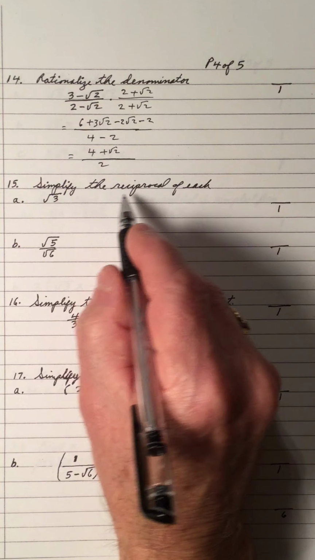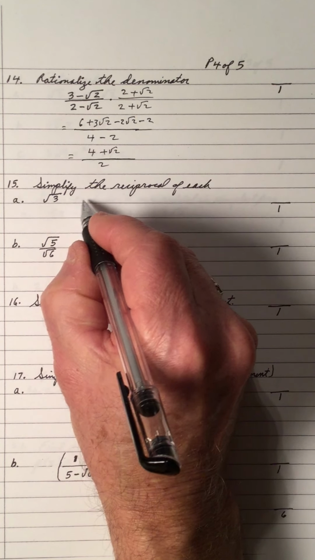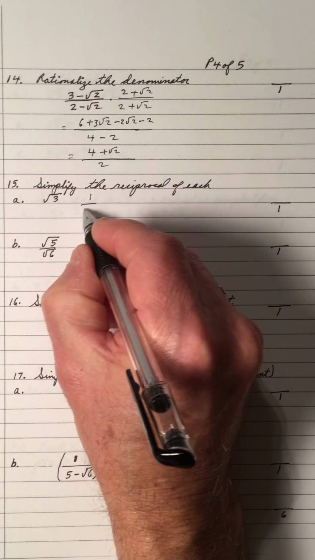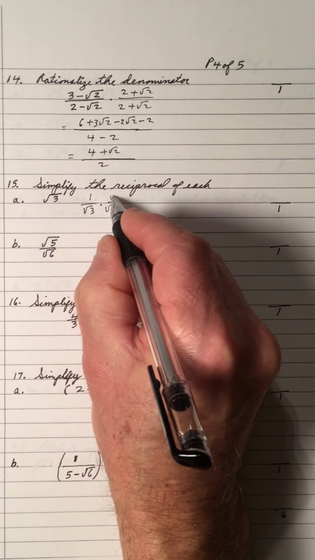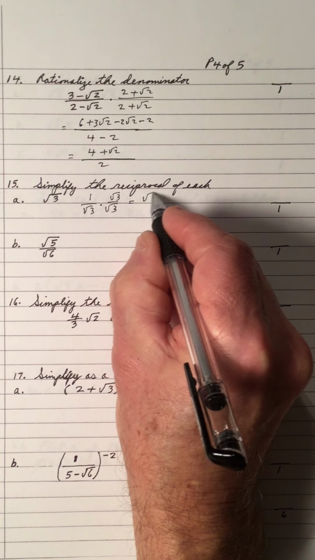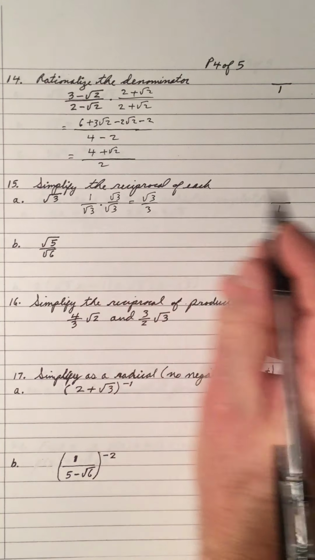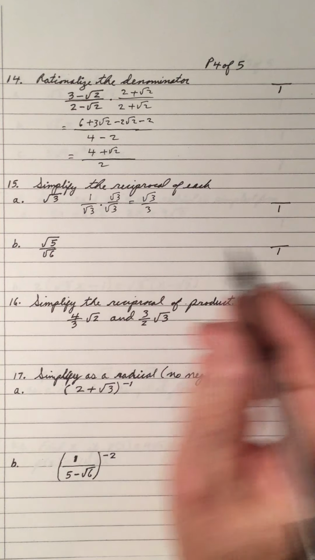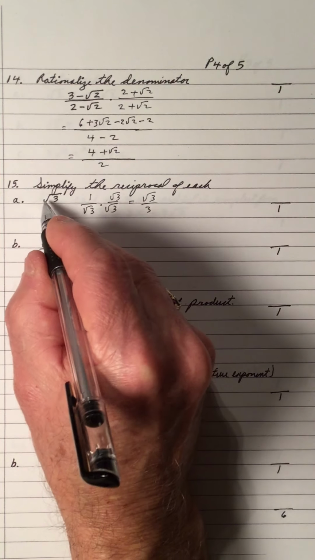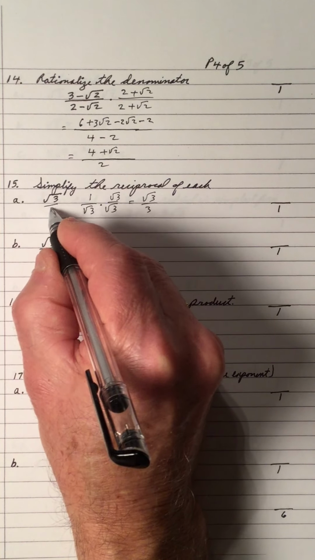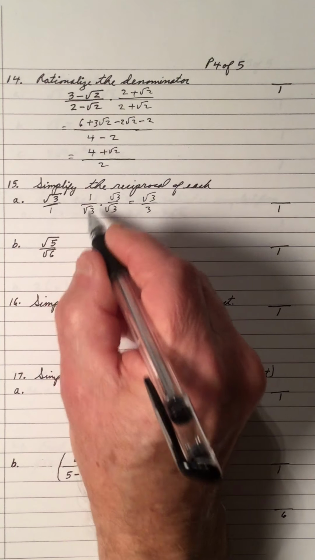Number 15, simplify the reciprocal of each. So the reciprocal of root 3 is 1 over root 3. Multiplied by its conjugate, root 3 over root 3. That becomes root 3 over 3. Leave it like that. And remember, let's go back to this one. Root 3 is over 1, so the reciprocal is 1 over root 3.